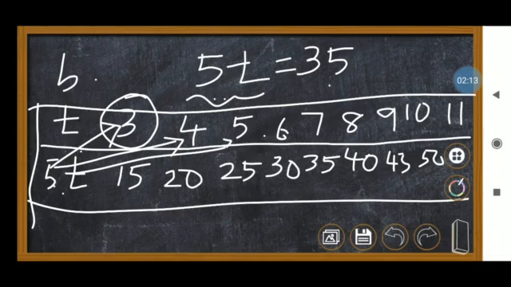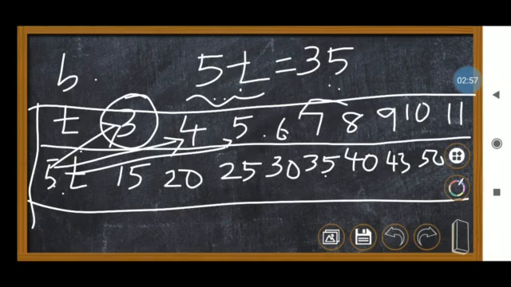So out of these values of t, which value will satisfy? If we put 3, only 15 came. 15 will not equal 35. And 20 will not equal 35. Next, 25 also will not equal 35. For 6, 30 only came, so 30 also will not be equal to 35. For 7, what will happen? 35. So left hand side 35, right hand side 35.